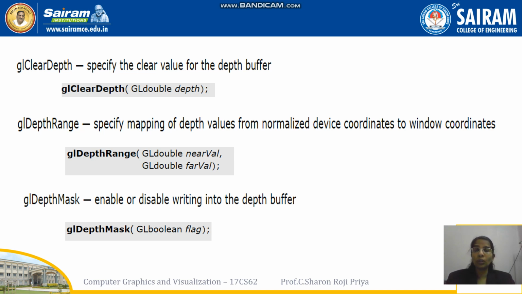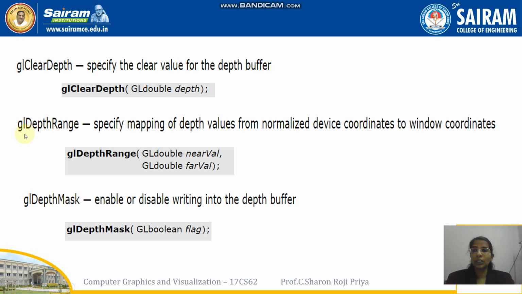So if you don't want this default value, if you want to specify some other value, you can specify that value using this glClearDepth. But this value should be within the range 0 to 1. It should be within this range, right? That is the use of glClearDepth.